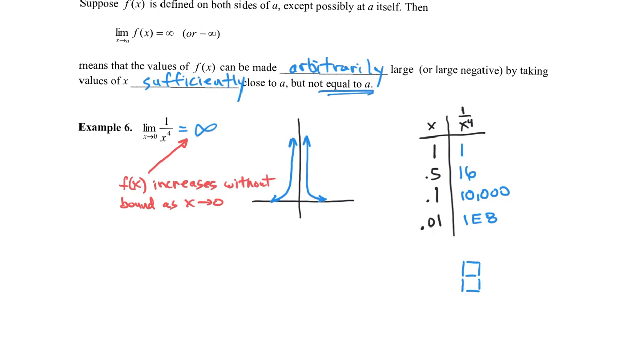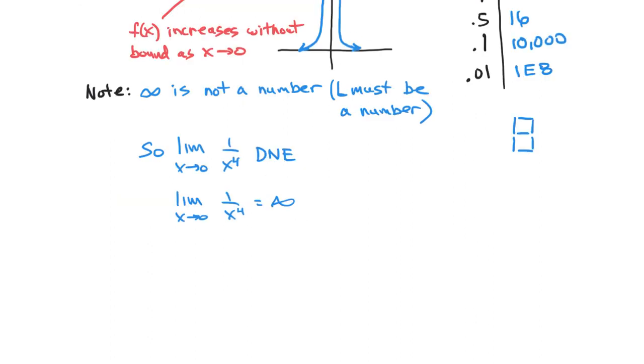I'm going to add a little note here, and this note is important for us when it comes to limits. Infinity is not a number, of course, and L, the limit, must be a number. So what we're saying is this limit does not exist. There are a number of ways that limits cannot exist. In our case, the particular way in which this limit doesn't exist is that it is unbounded. It increases without bound. So this statement is true. This statement is also true.